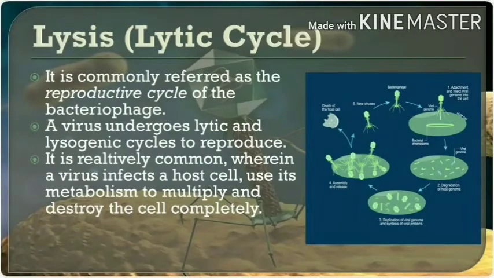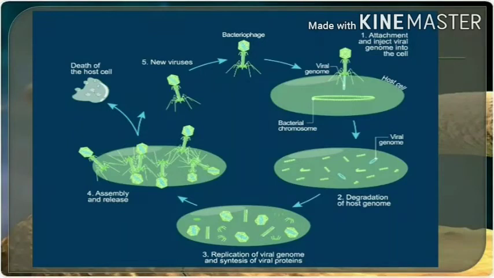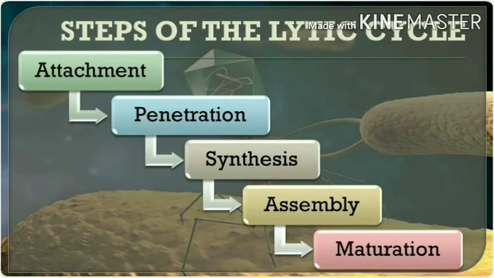This lytic cycle is one of the two cycles of viral reproduction, referring to bacterial viruses or bacteriophages, the other being the lysogenic cycle. The lytic cycle results in the destruction of the infected cell and its membrane. The lytic cycle, which is also commonly referred to as the reproductive cycle of the bacteriophage, has five stages. These are attachment, penetration, synthesis, assembly, and lysis of the new virus.